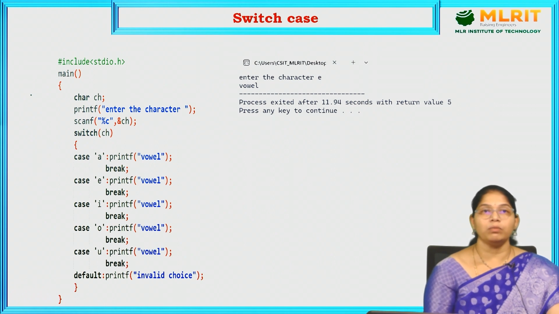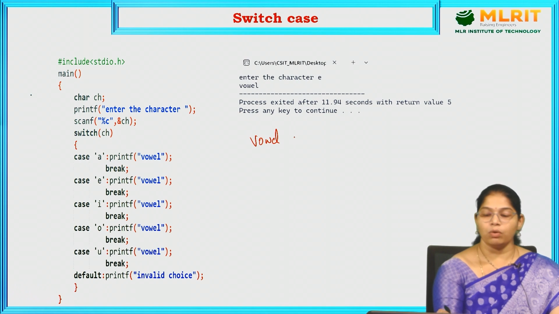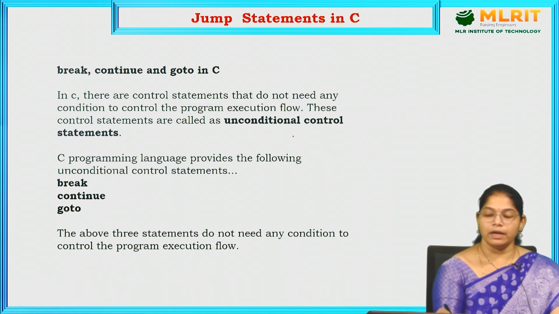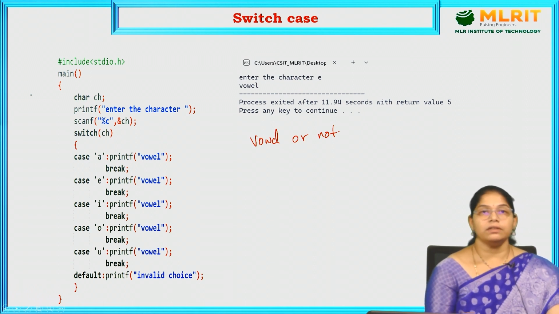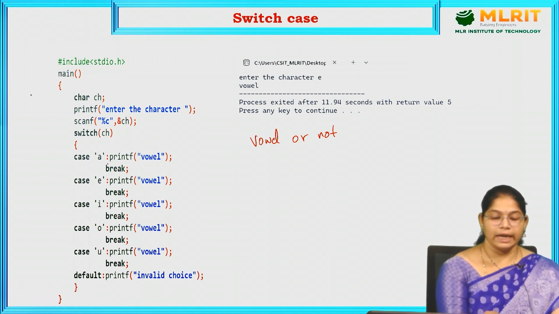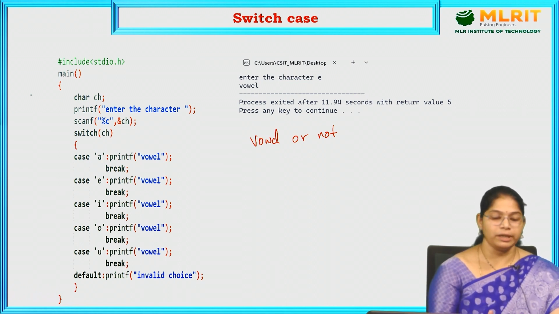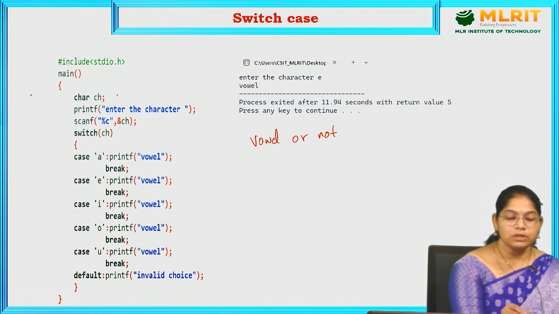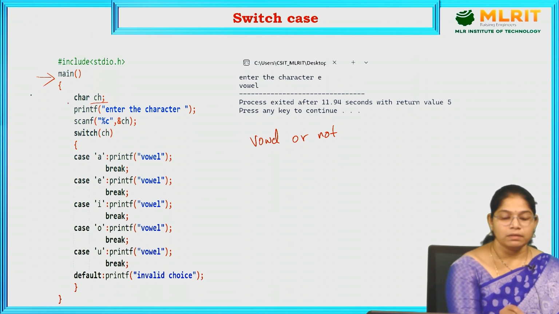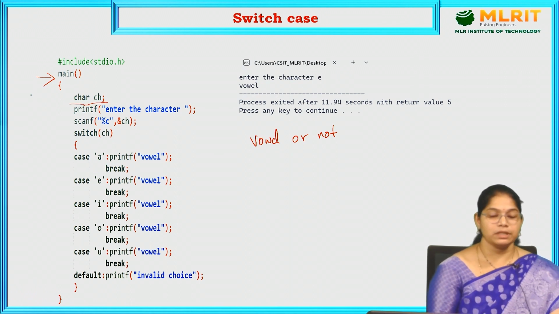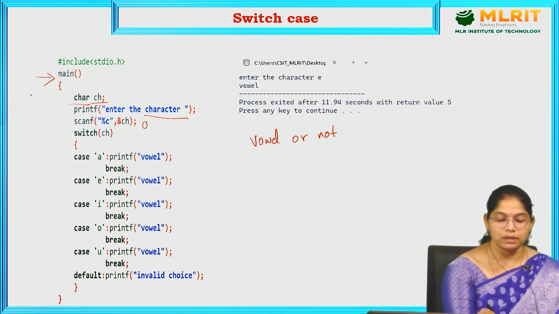So here we have one more example to check whether the given character is a vowel or not. A character is a vowel when it is A, E, I, O, U. If we have these characters, then it is said to be a vowel. So the character is to be declared. Always the execution starts from main. The character is declared with data type char. Then enter the character. Let us suppose the character is A.